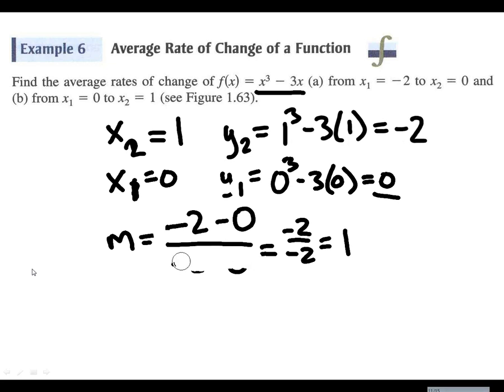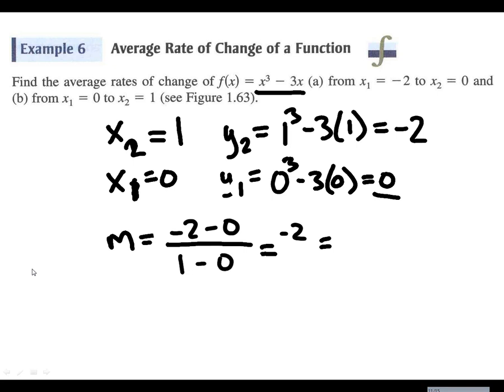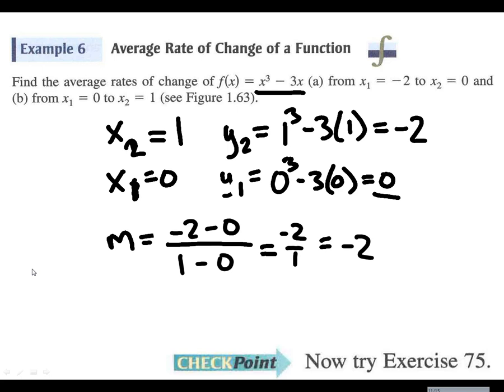So we'll go ahead and find our new slope. For our y values, we've got -2 minus 0, which is -2. And for our x values, we've got 1 minus 0, which is 1. So our average rate of change now is -2. Okay? Notice that these are coming from the same equation, same graph. So we change places on the graph, we get different slopes. See if you can do it for exercise 75.